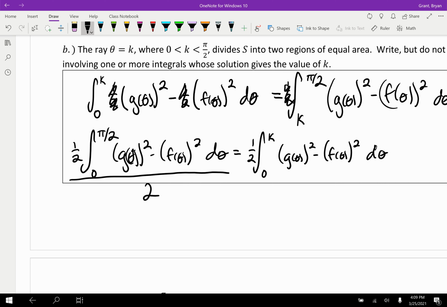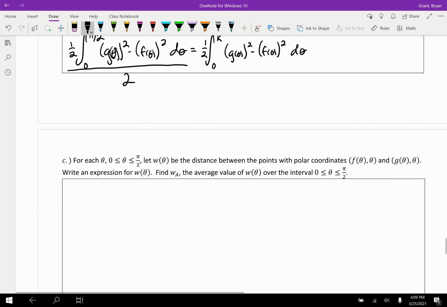Tricky question, but they are somewhat fond of asking a question like this on free responses. Where can we find half the area, half the volume, so on and so forth? We don't have to solve. That'd be much trickier. But yeah, I think that's about it. Let's move on to C.